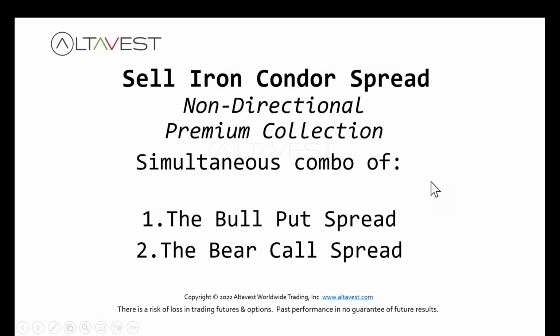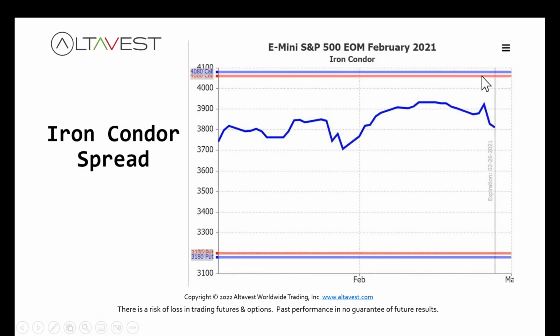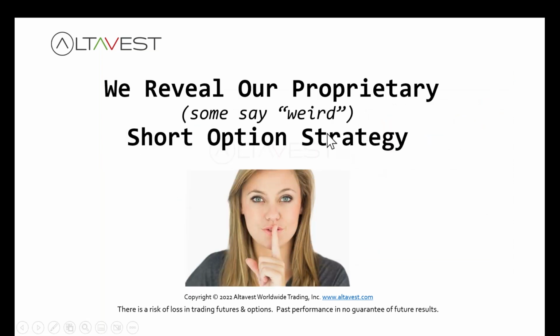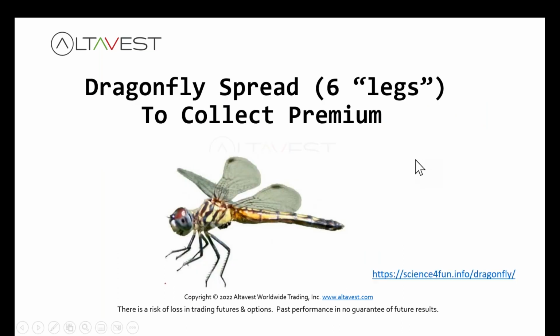Now let's look at an iron condor. It's simply the combination of the put and call spread that we saw. You sell an out of the money call spread and put spread simultaneously, collect the premium from both sides, and you look for the market price to stay kind of in this middle range here. Now here's a variation. It's our own proprietary creation. It's called a dragonfly, something we developed years ago.